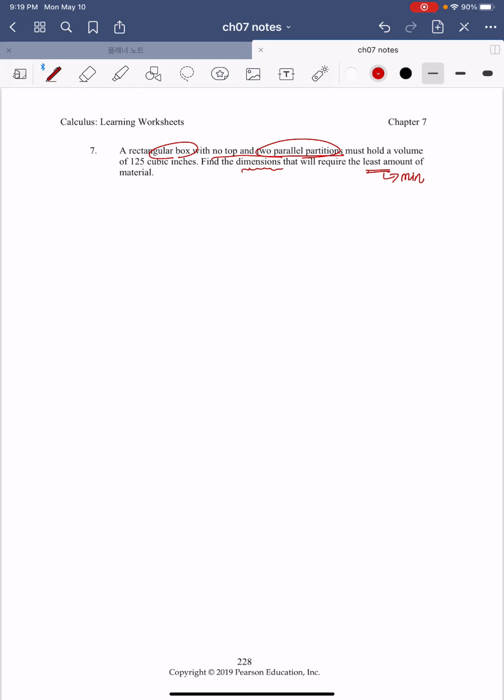So I'm going to draw the figure so that I can see exactly what's going on. So we have a rectangular box with an open top. And let's label X, Y, Z. And then not only that, I am partitioning this with two parallel partitions. So kind of like we have one partition and then the second partition.